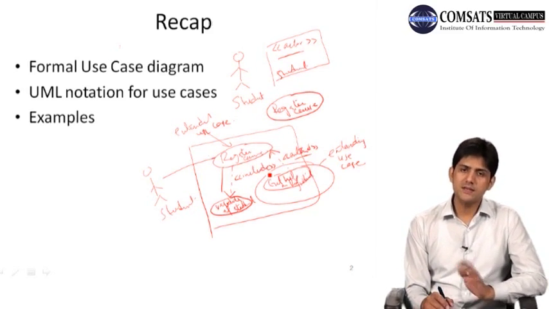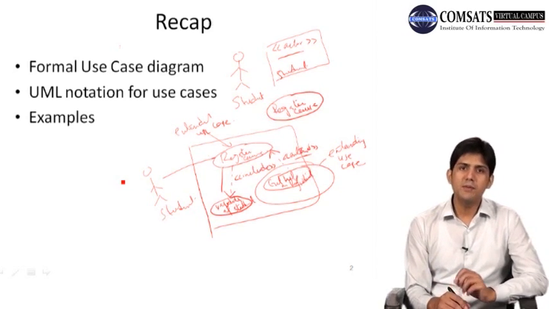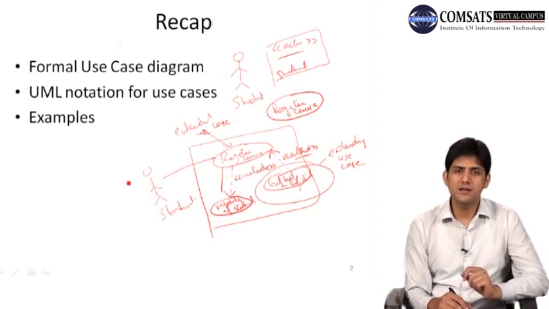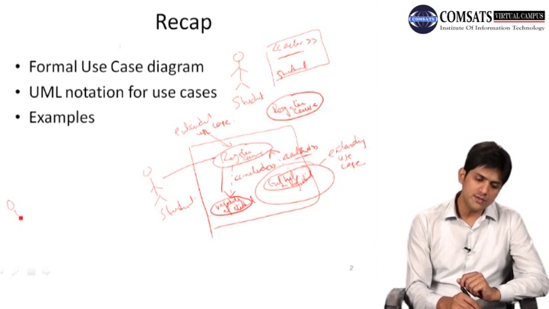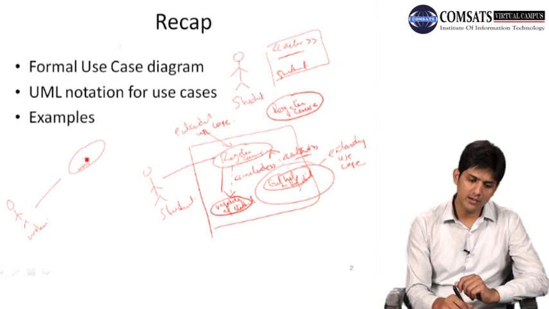Another thing we discussed while discussing the use case and the notation is that you can also have the multiplicity relationships when you are representing a use case diagram. For example, we discussed the example of a customer who is trying to withdraw cash from a bank. This is the system boundary, and the bank is on the other side.